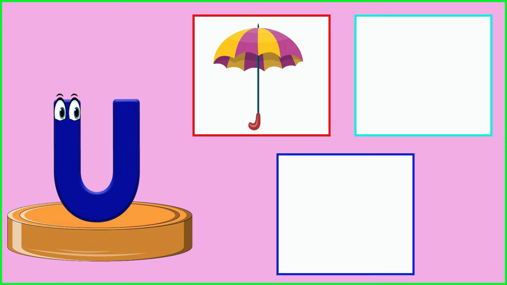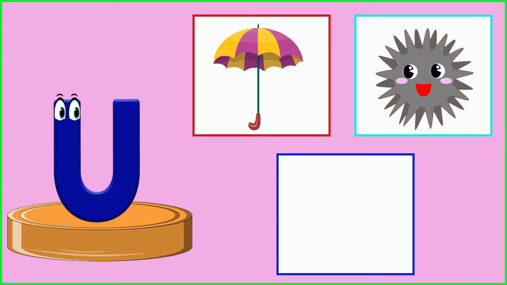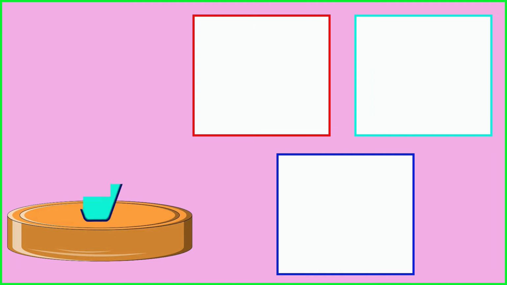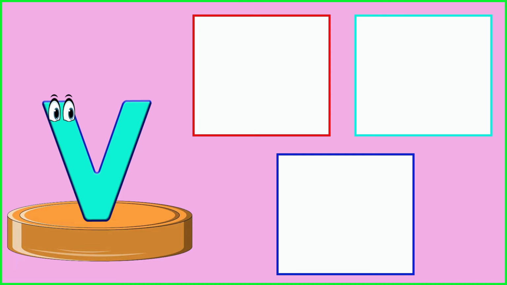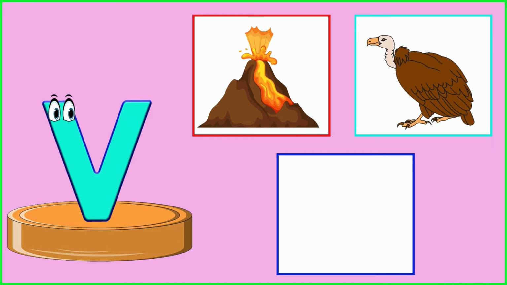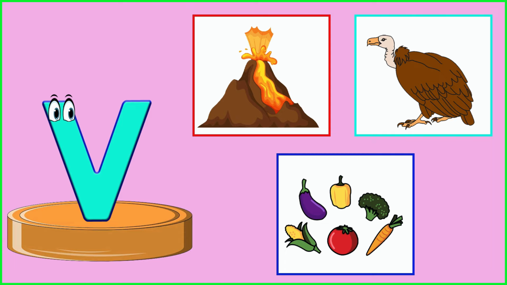U is for umbrella. Ocean. Uriel. V is for volcano. Vulture. Vegetables.